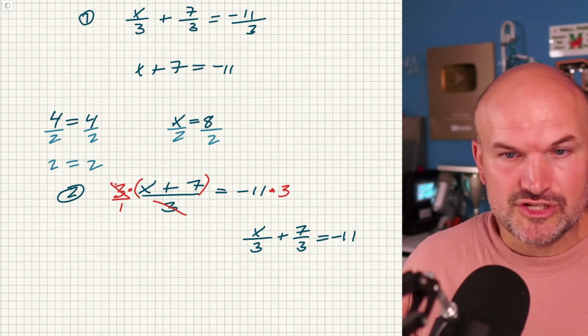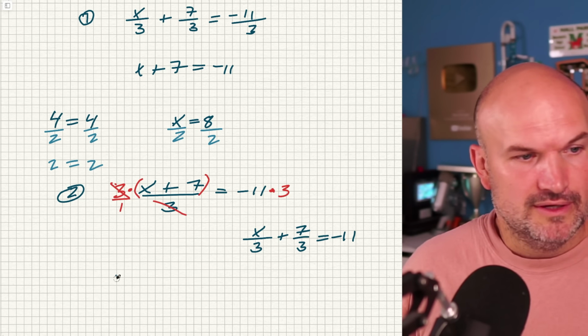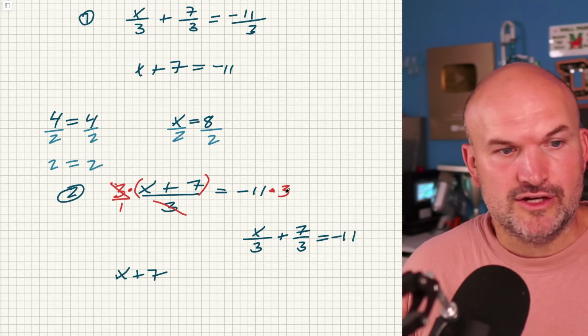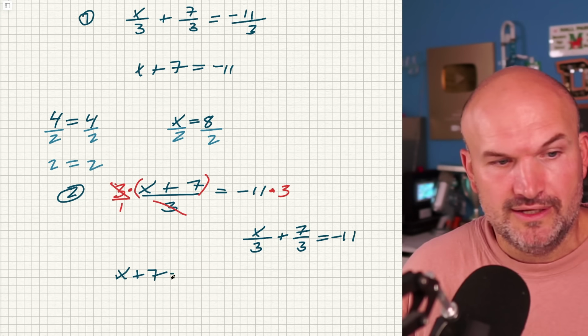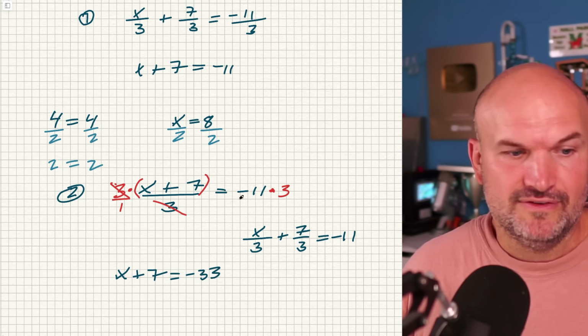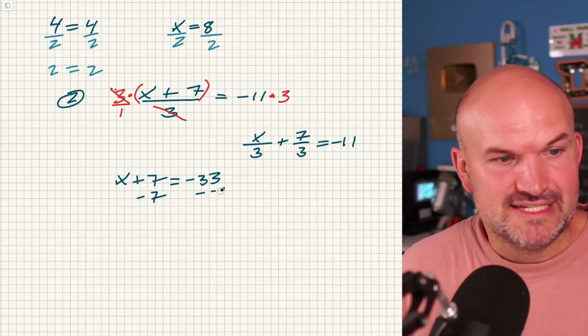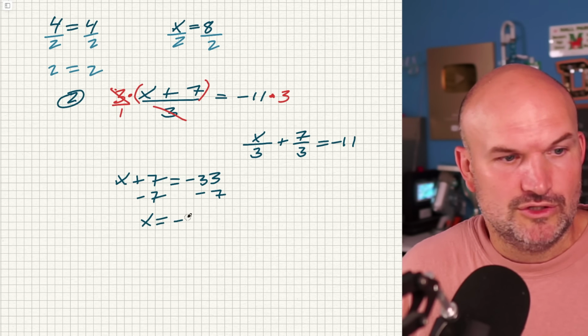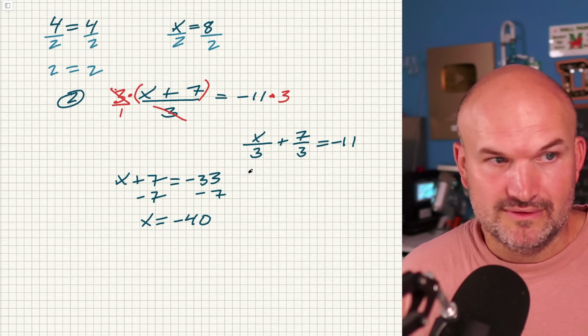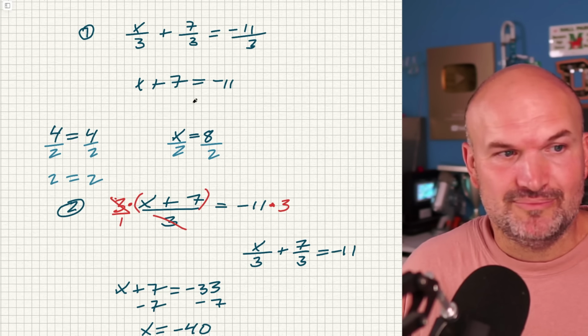So in this case, I'm just going to be left with a x plus 7. And then over here, negative 11 times 3 is just going to be a negative 33. Then I can just go ahead and subtract a 7 on both sides, and I get x is equal to a negative 40. Now you can see the problems look very similar, but the answer is not the same.